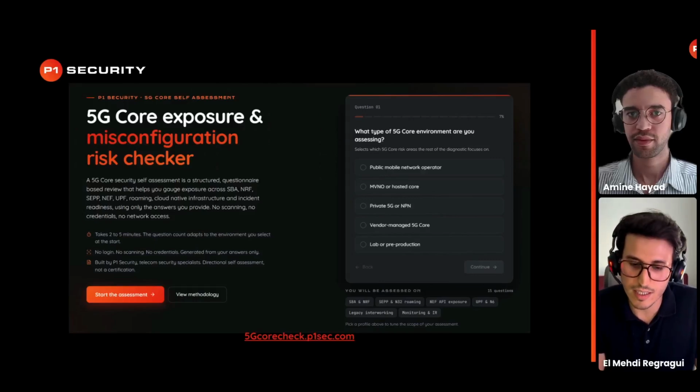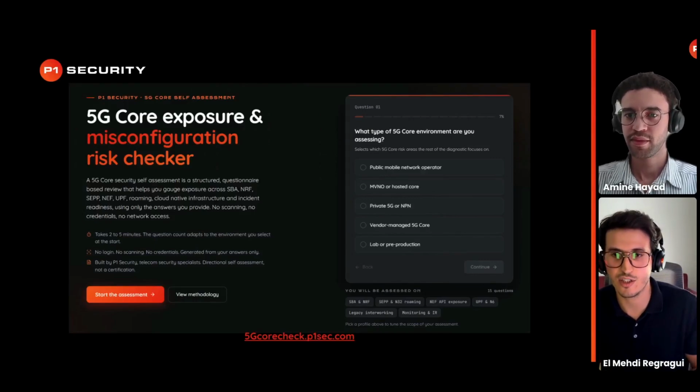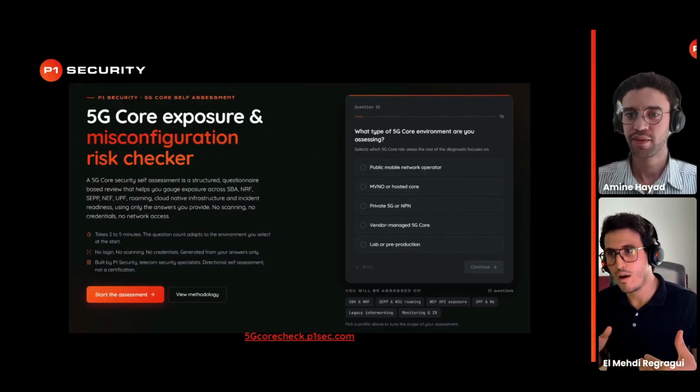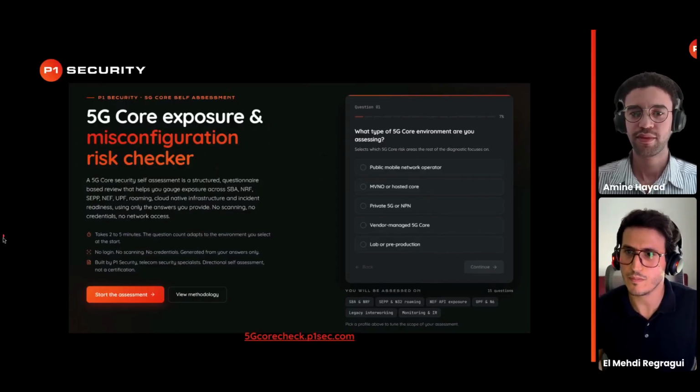Because when you look at it, the 5G core network is internal. It is not exposed to the external. So if you do well segmentation and security hardening, you are increasing your security posture by far.